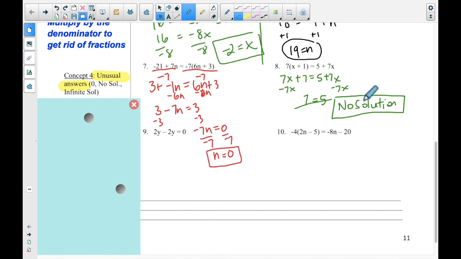Now, what does that mean? That means there is no number you could possibly plug in there that would make it true. You can try it. You can try to plug in a 0. You can try a 1. You can try a 10. You can try a 35, whatever. There is no number that you could plug in that would make it true. It's a messed up equation.